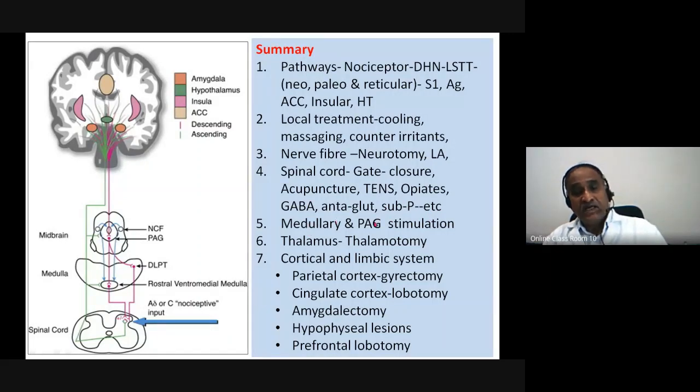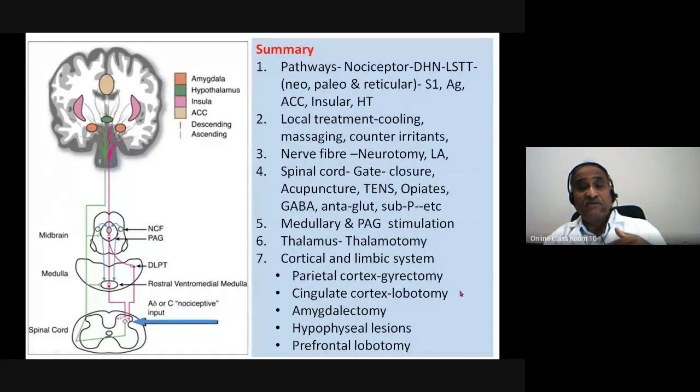In the medullary and periaqueductal gray, stimulation of the periaqueductal gray may be attempted. That is one of the things that may relieve pain, especially chronic intractable pain. At the thalamus, thalamotomy is performed, but it affects a number of other aspects, so one has to restrict it. At the cortical level, the parietal cortex gyrectomy only abolishes the perception of the pain, but the affective component remains intact. The cingulate cortex, cingulate lobotomy.